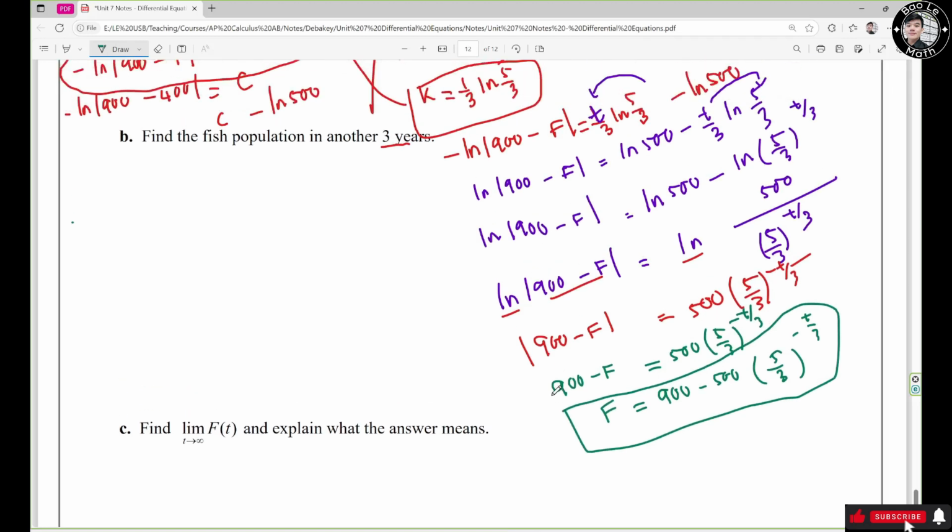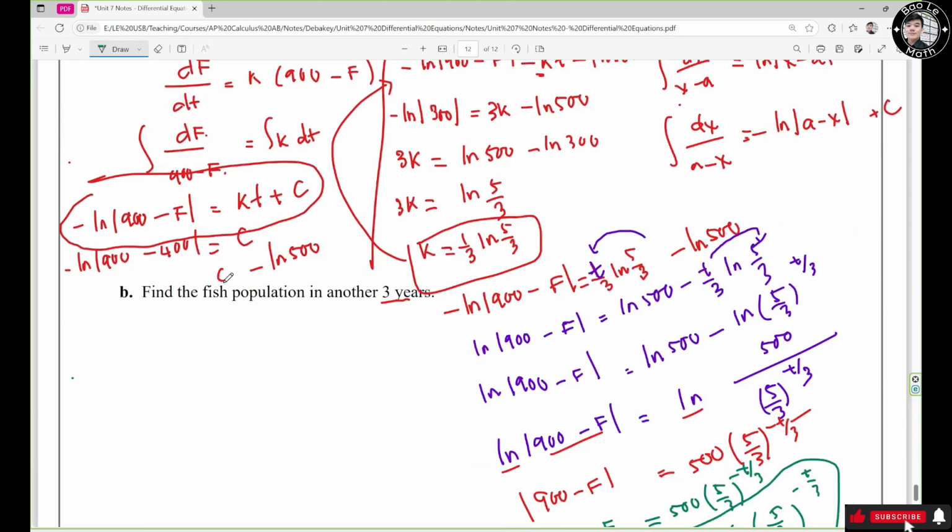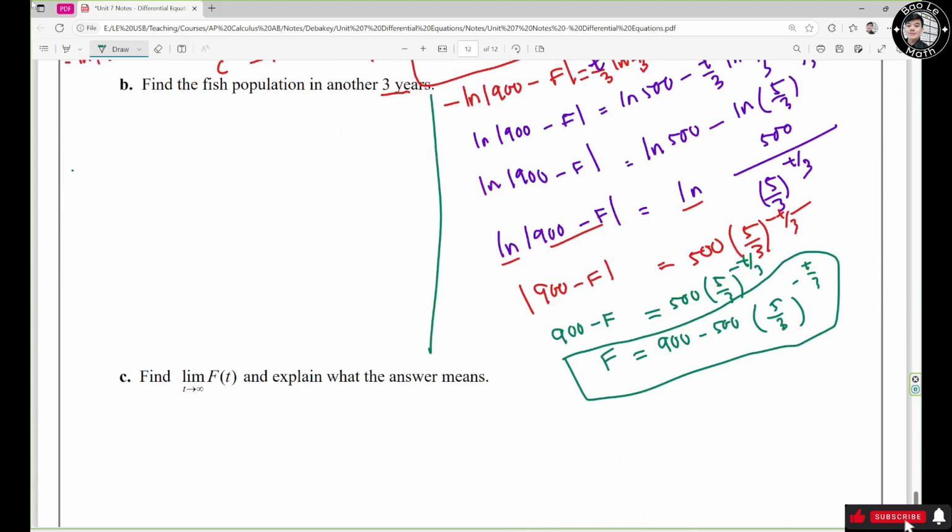This one is the final answer for question A, right here, right? Now question B. Find the fish population in another 3 years, which is t in this situation is 6, and then f is unknown, so keep that in mind. Substitute 6 for t into this equation right here.